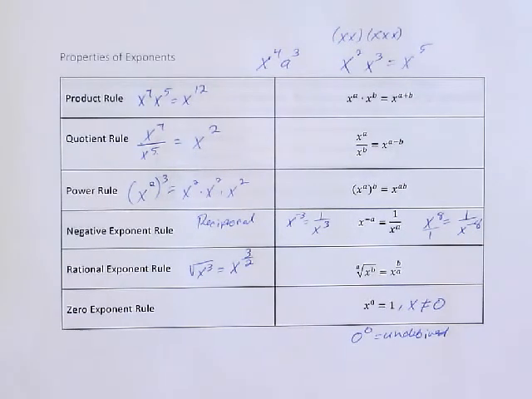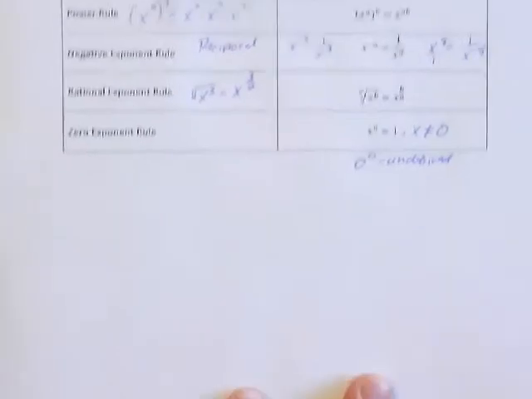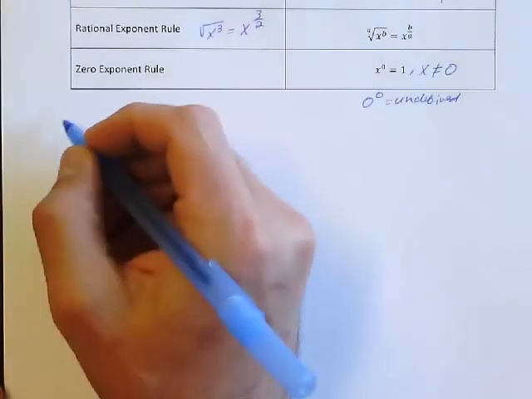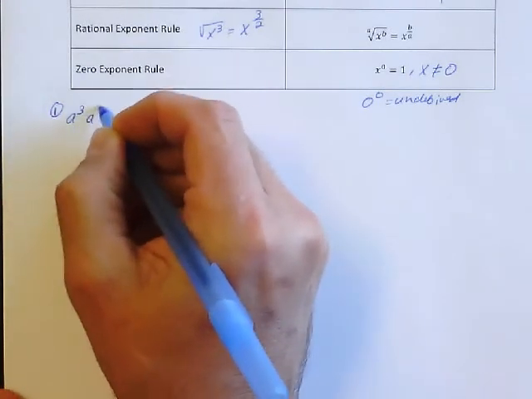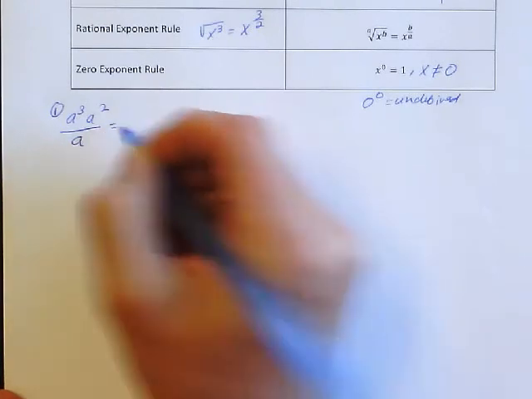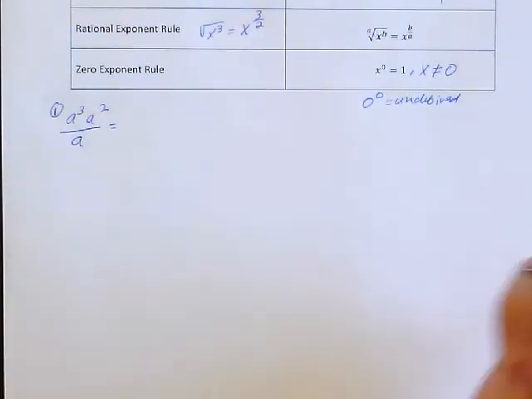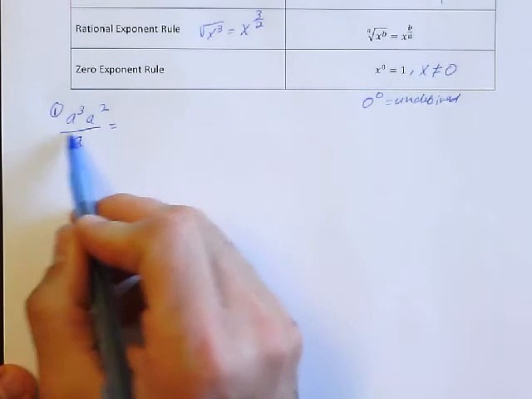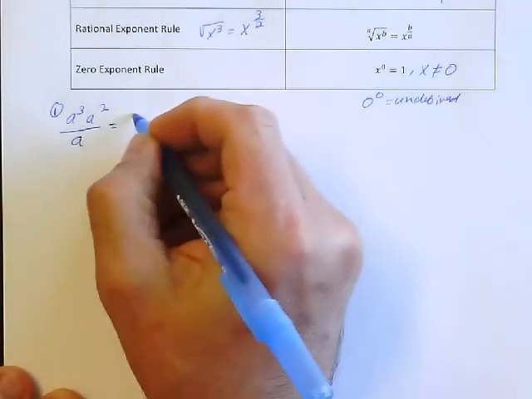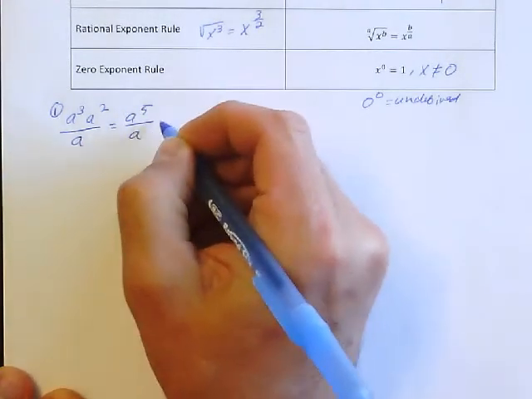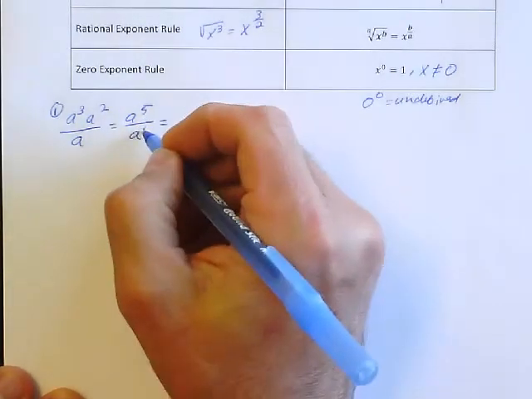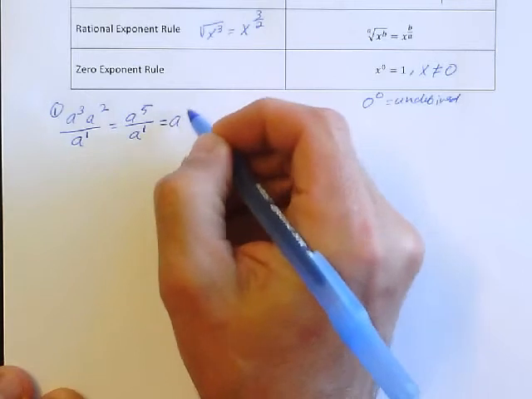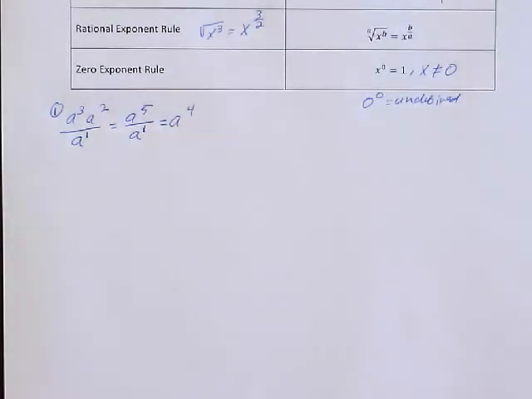So continuing on, I've got a couple examples here that will hopefully show you how all these rules can play together and work with each other. So the first example I have is a to the 3rd times a squared, over a. Well, I know I'm going to talk about order of operations next, but you would do the numerator first, a to the 5th over a, because 2 plus 3 is 5, and then this is a 1 down here. It gives us a to the 4th.